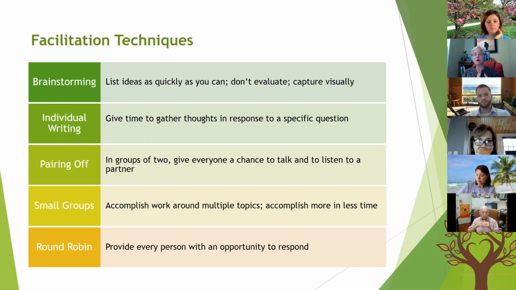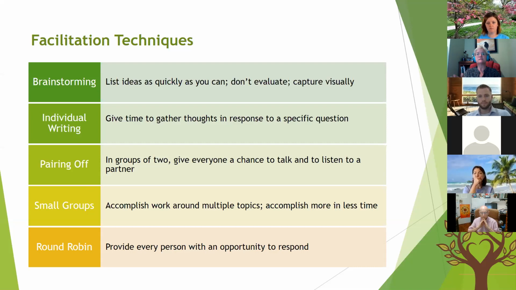And then there's the round robin. This is another process that's very good if folks are being quiet in your group, or if you are in a situation where you're not quite sure about how everybody feels about a topic, if you're trying to seek consensus on something. Round robin means that you just go around and provide every person in the group with an opportunity to respond to the topic that you're discussing.